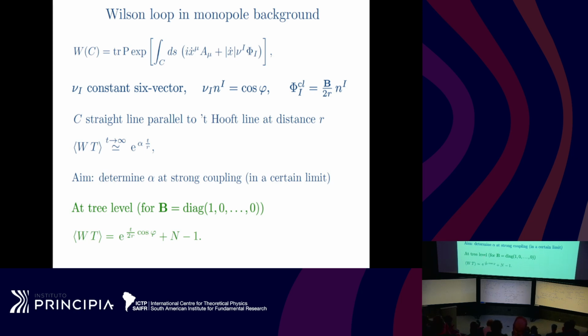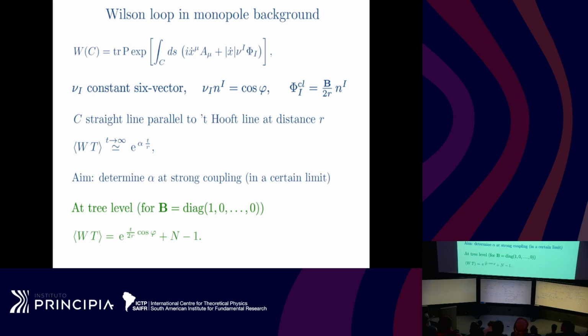So we start out perturbatively. At tree level, we simply insert this value for the classical field, and you can immediately see that this expectation value will be this exponential plus N-1. So the N-1 come from all the diagonal elements here, which are 0. And this one comes from the diagonal element in the upper left-hand corner. And you see it is maximal when φ is equal to 0. Then it goes to 0 when φ is π/2. And then beyond φ equals π/2, this term here dominates, and there's nothing interesting to see.